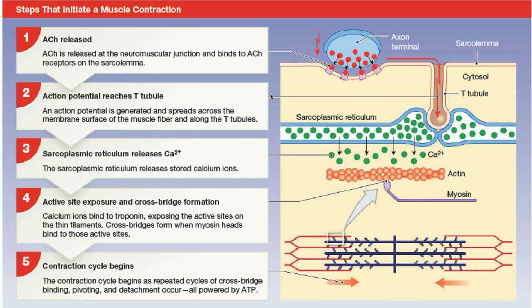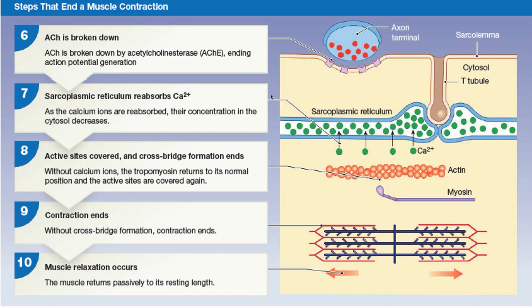This just highlights some of the steps that will initiate the muscle contraction, which we talked about. Remember, ACH is released, the action potential reaches the T tubules, the SR releases calcium, the active sites are exposed and cross bridge formation occurs, and then the contraction cycle begins.